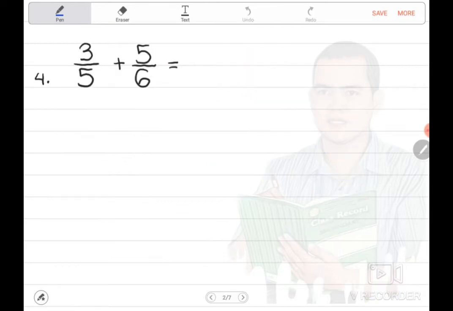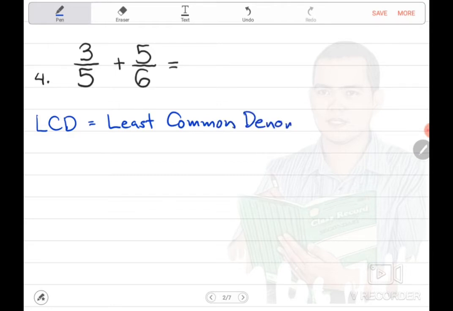Okay? 3 over 5 plus 5 over 6. So how are we going to perform addition if we have dissimilar fractions? We are going to look for the LCD. What is the meaning of LCD? LCD is least common denominator. How are we going to solve or look for the LCD? So in this example, it is obvious that the LCD of 5 and 6 is 30.